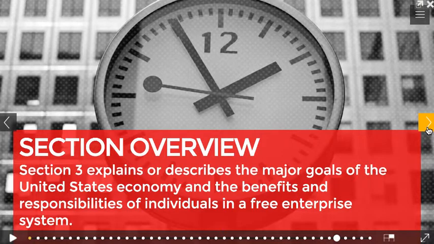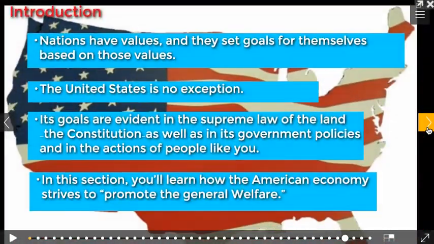Section 3 explains or describes the major goals of the United States economy and the benefits and responsibilities of individuals in a free enterprise system. Nations have values. They set goals for themselves based on those values. The United States is no exception. Its goals are evident in the supreme law of the land, the Constitution, as well as in its government policies and the actions of people like you. In this section, you'll learn how the American economy strives to promote the general welfare.